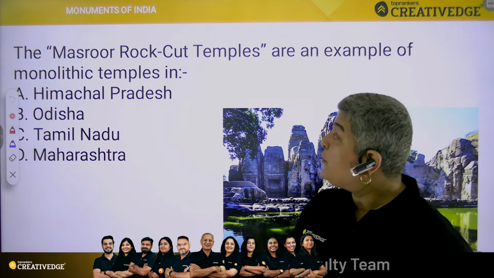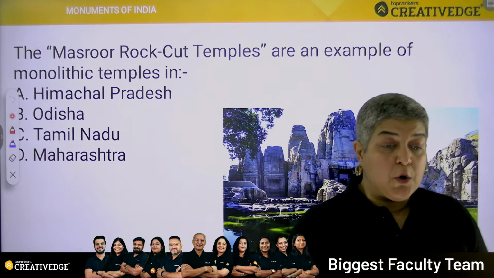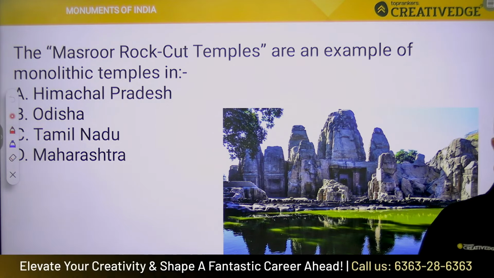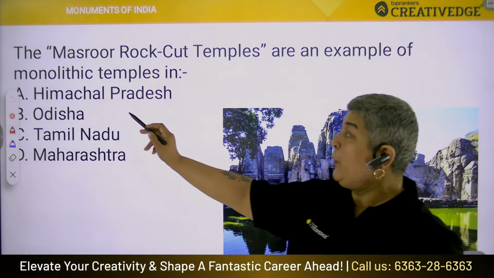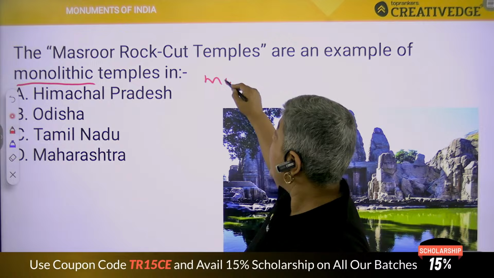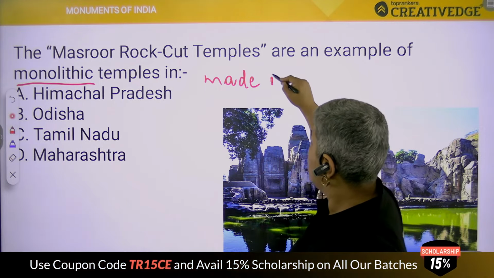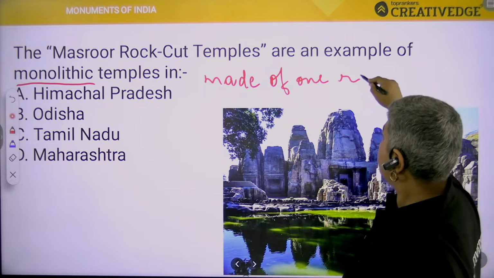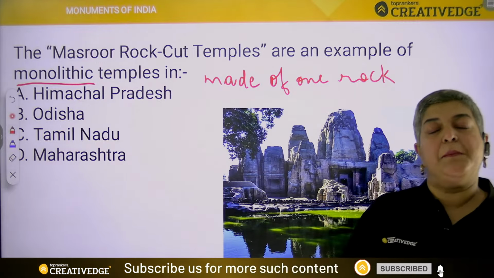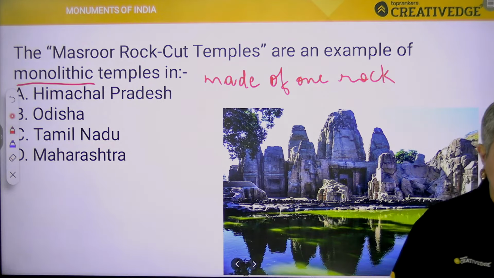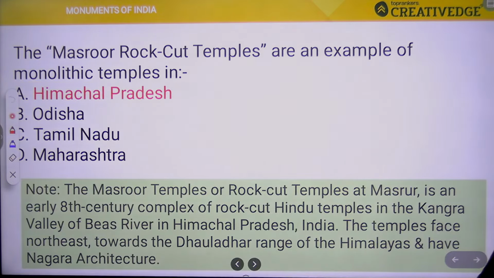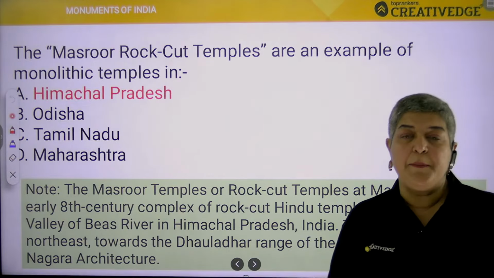Okay, coming to the next question, the Masroor rock cut temples are an example of monolithic temples. Guys, मोनोलिथिक में फिर से एक बार मैं समझाना चाहती हूँ, मोनोलिथिक का मतलब होता है मेड ऑफ वन रॉक। Okay, so this is an entire set of temples that has been made using one single rock. All right, so they are an example of temples located in which state? They are located in the state of Himachal Pradesh.